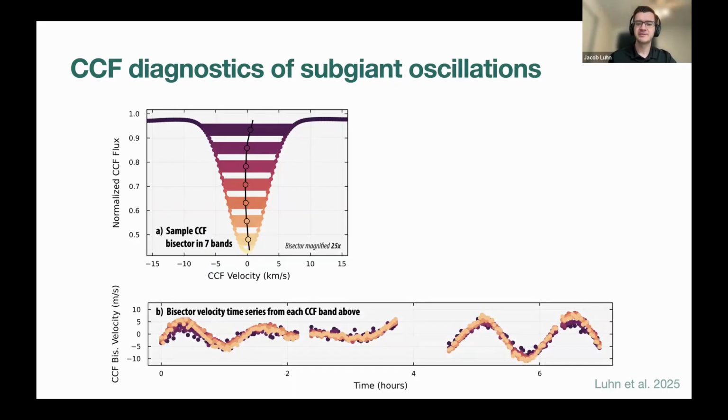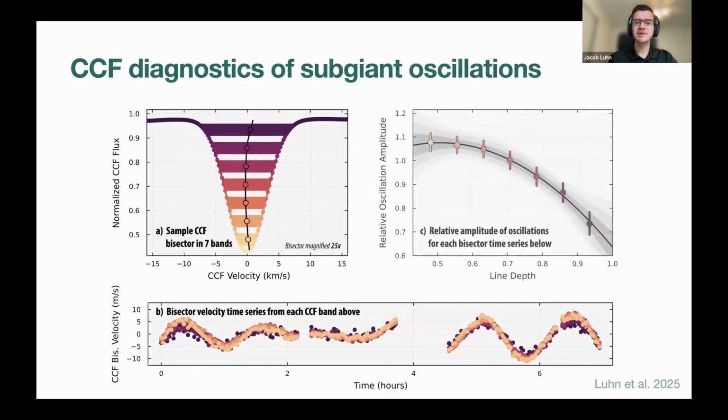However, you may notice, if you have a keen eye, a bit of a gradient here, indicating a subtle amplitude difference as you move either up or down in the CCF. And so we can measure that amplitude difference and see that indeed the oscillations at the core, so at the bottom of the CCF or to the left in panel C here, these oscillation amplitudes are larger than the velocities drawn from the wings of the CCF.